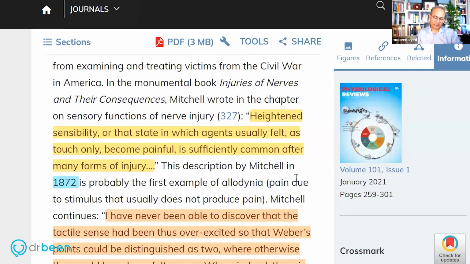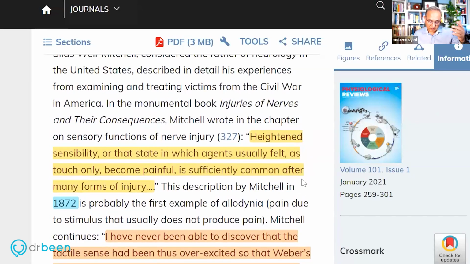And I always give this example. Imagine somebody has a first-degree burn, and if you touch them where the burn is, that simple touch would cause pain. And if you touch some other part of their body, that would just be touch. So this is allodynia. Mitchell was talking about it hundreds of years ago, in 1872.